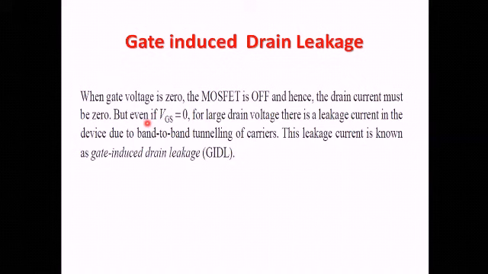I hope you all remember that VGS, that is the gate-to-source voltage, or the gate voltage, is equal to 0. But even if VGS is equal to 0, for large drain voltage, there is a leakage current in the device due to the band-to-band tunneling of the carriers. This leakage current is known as the gate-induced drain leakage, or in short, GIDL.